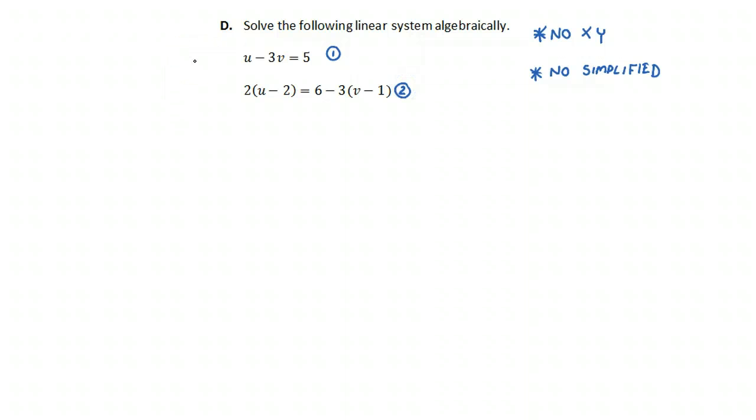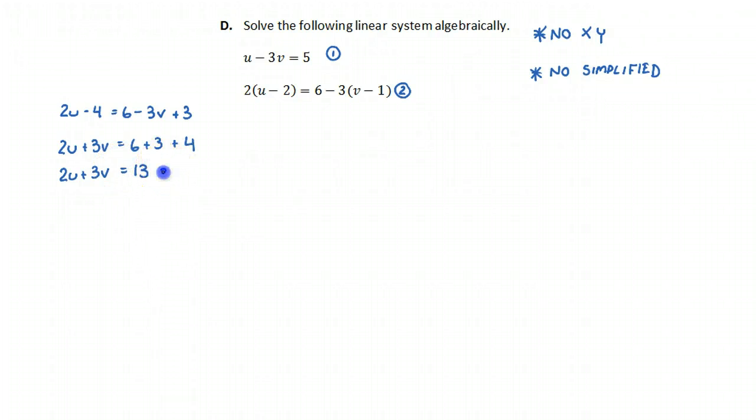The first thing I'm going to do is take equation 2 and simplify it. I'm going to expand the bracket, so I get 2u minus 4 equals 6 minus 3v, and watch this minus sign, plus 3. Therefore, I'm going to rearrange this equation so that it looks exactly the same as 1, as in it's a u, a v, equals a constant. So I get 2u plus 3v equals 6 plus 3. I have minus 4 there, it becomes plus 4. So therefore, 2u plus 3v is equal to 13.